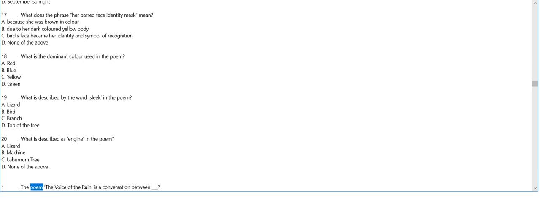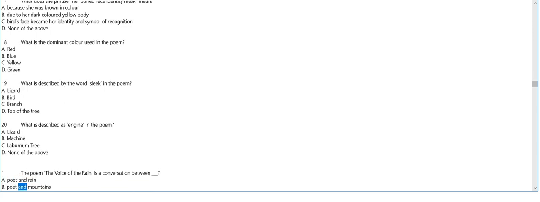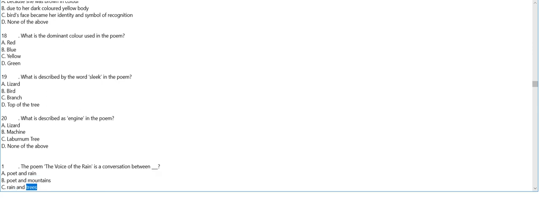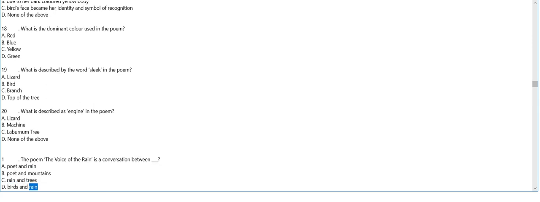1. The poem, The Voice of the Rain, is a conversation between ____. A. Poet and rain. B. Poet and mountains. C. Rain and trees. D. Birds and rain.